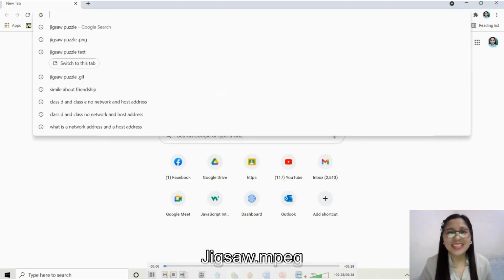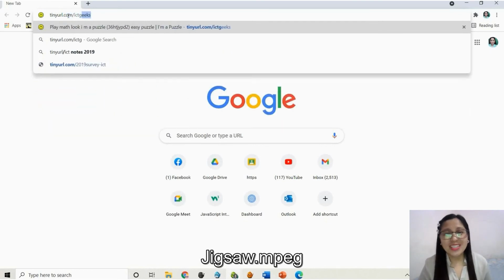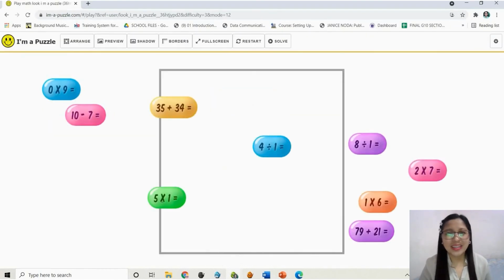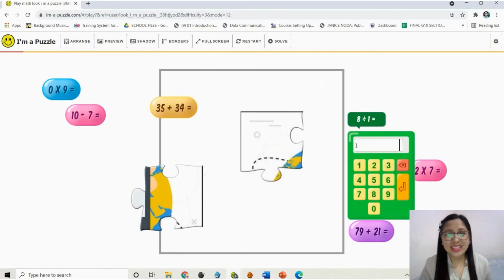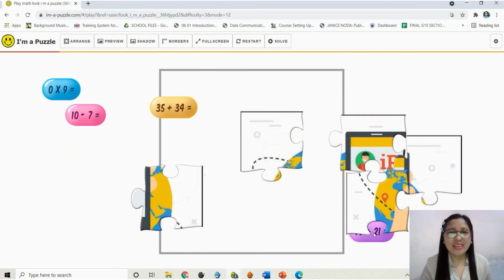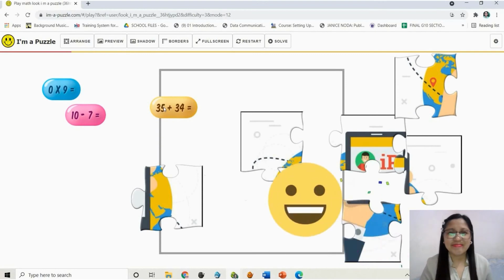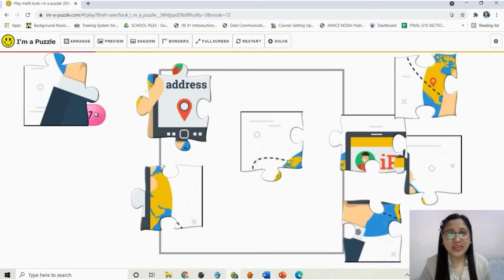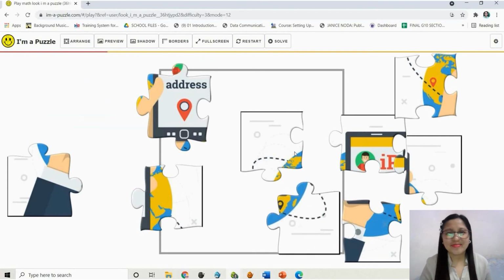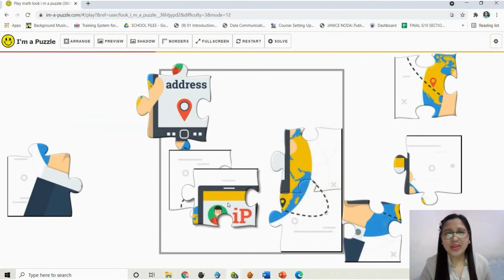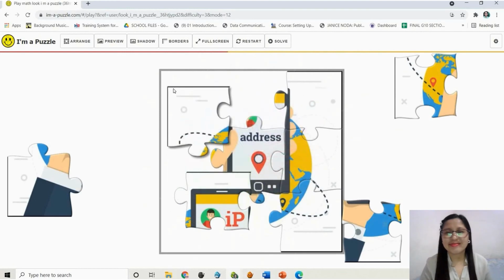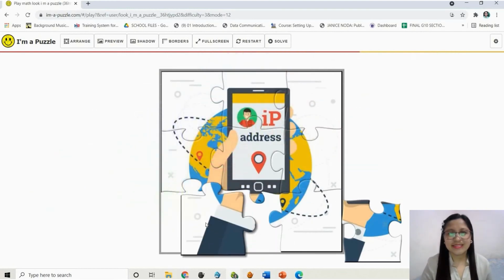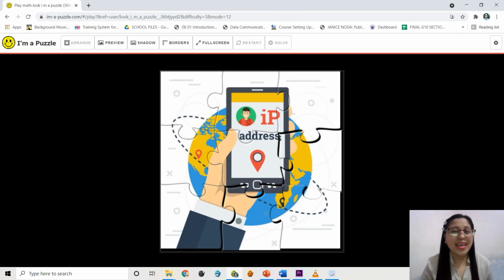Okay, so what is it that your computer or gadget needs to have to connect to the internet? When you visited the link I provided a while ago, your basic math skills should have helped you reveal each piece of a puzzle. After revealing the pieces, you should have formed this image. So the answer to the question is IP address.